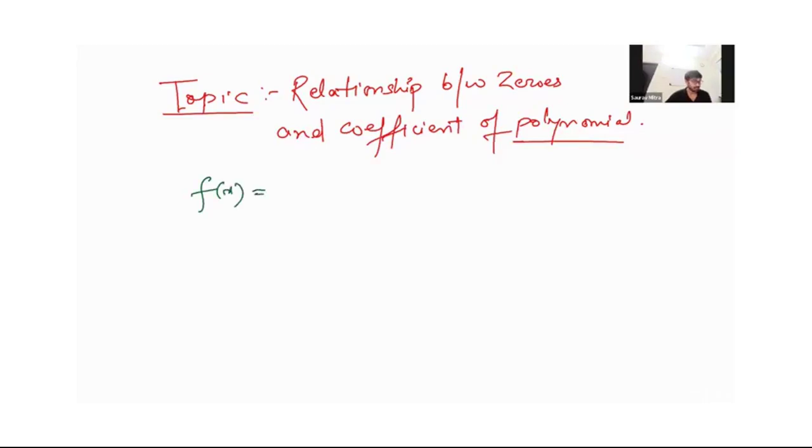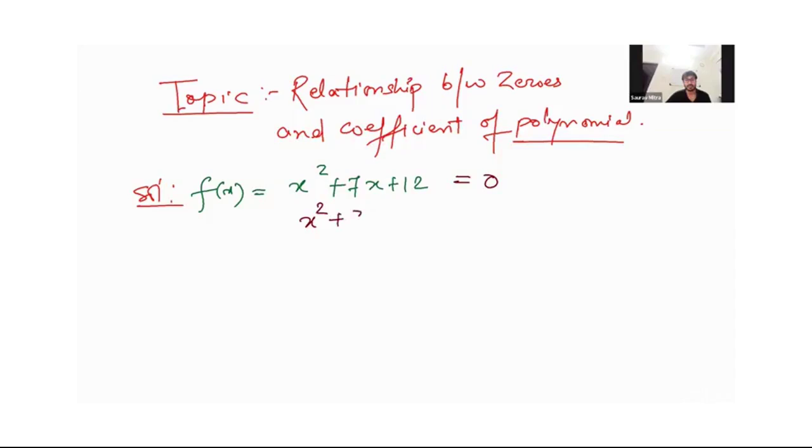Let us discuss with some example. f of x, you are given a polynomial x square plus 7x plus 12. This is your polynomial given. Now if we have to calculate the zeros of this, what step should we follow? We should equate f of x equal to 0 and then solve this equation.